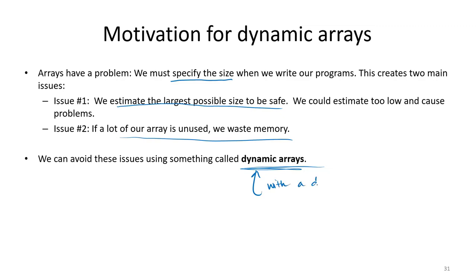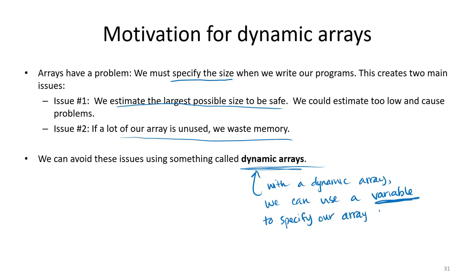With a dynamic array, we can actually use a variable to specify the size of our array. This way, we can get an array exactly the right size every time. So let's take a closer look at how dynamic arrays work, and we'll end with a couple examples.